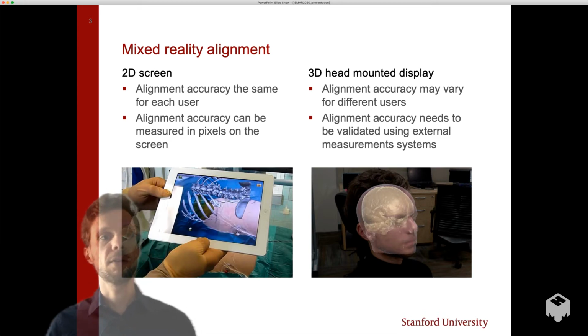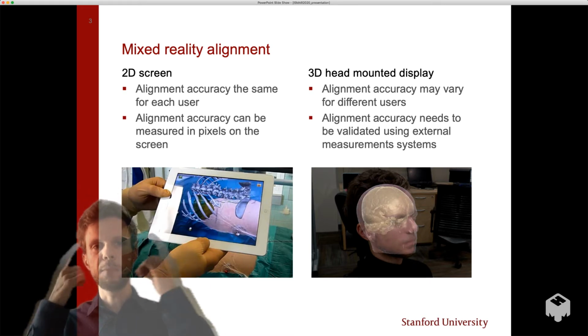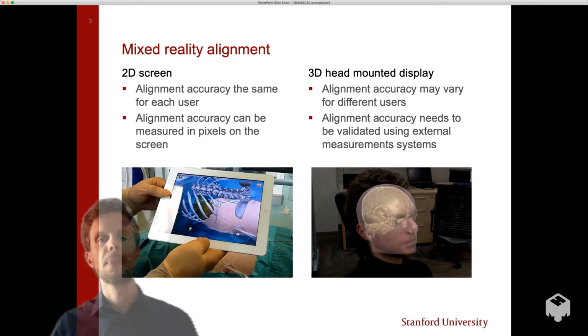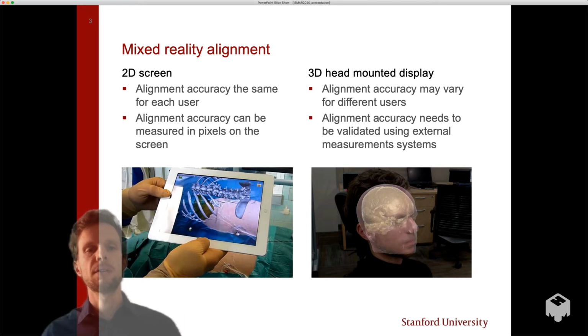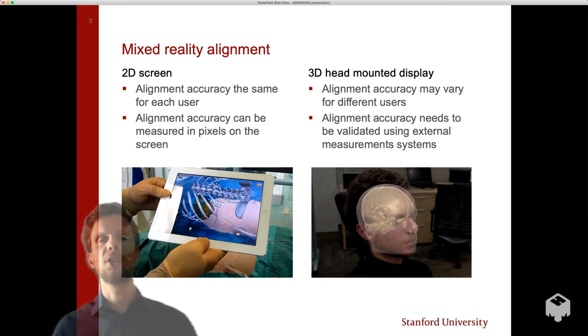First, the alignment accuracy might differ between different users due to individual differences, such as the IPD or where the eyes are behind the display. And also the accuracy measurements are more complicated and usually require external systems.